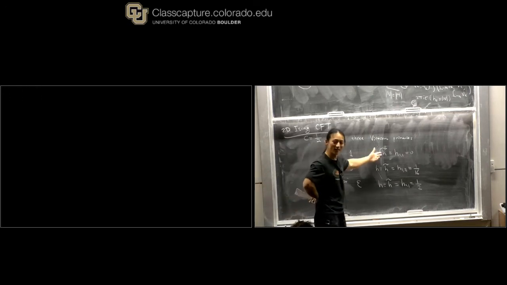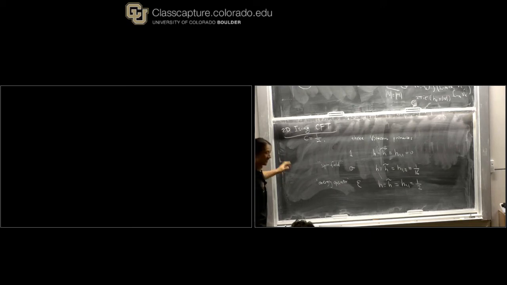I actually forgot to write that consistency condition. It's the one condition, I guess, that was actually missing on the board. It was that for every operator, the difference between h and h tilde is an integer. It's equivalent to the modular invariance of the torus partition function under tau goes to tau plus 1. It's kind of an easy condition to check, so I didn't actually write it.